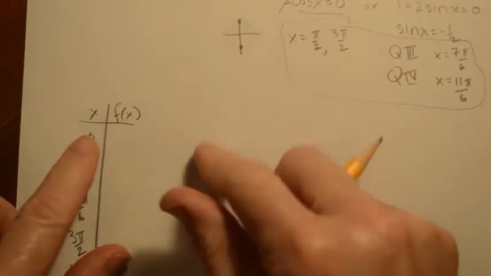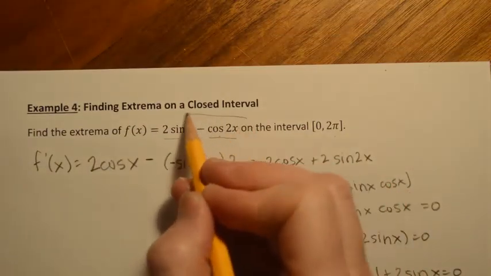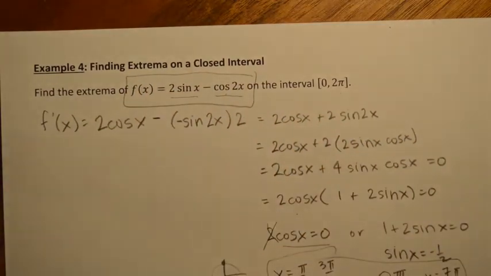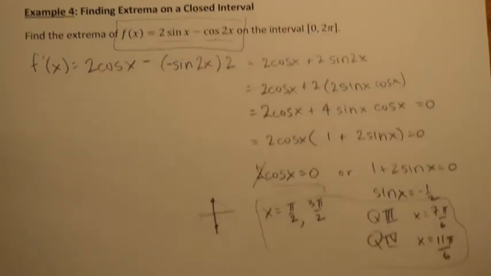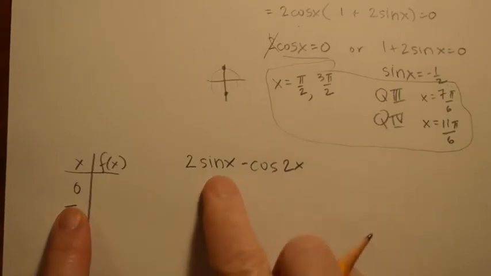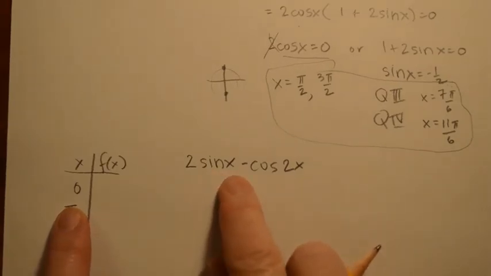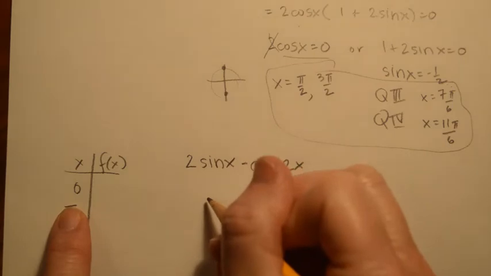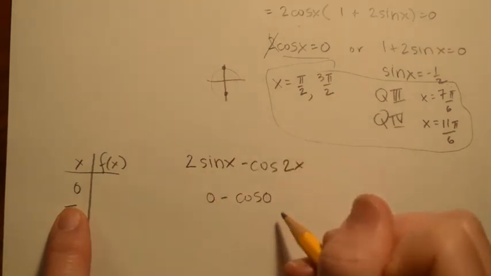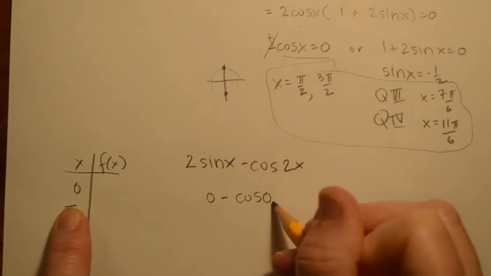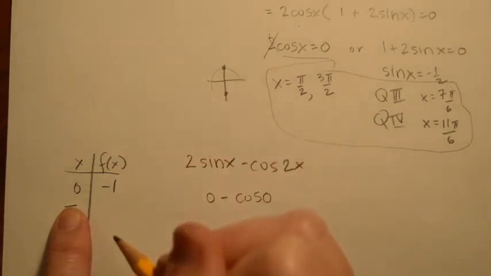So at 0, again, don't forget to go back to the original function. I'm going to write it down here so I don't have to keep sliding up and down: 2 sine x minus cosine 2x. So at 0, sine is 0. So we've got 0 minus cosine of 0. Cosine of 0 is 1, and so we end up with -1 here.